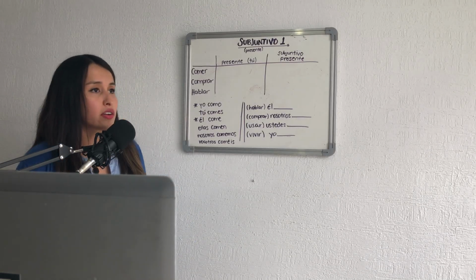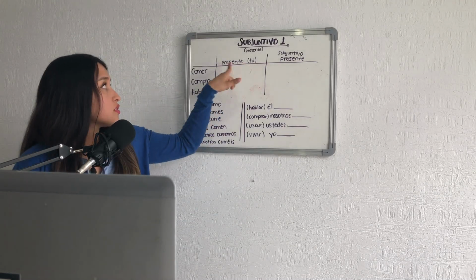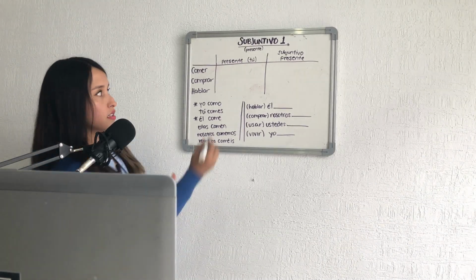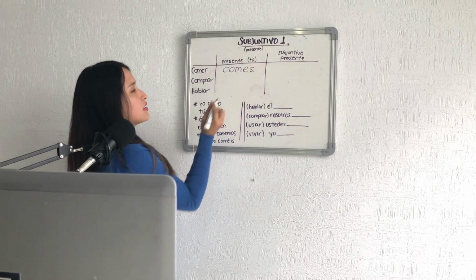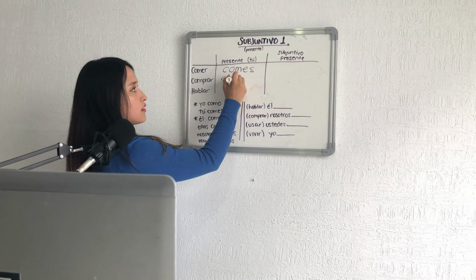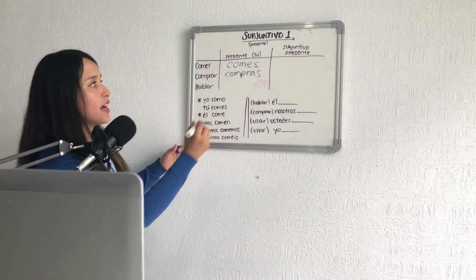These are pretty easy. And the first thing you want to do when you're trying to conjugate in subjuntivo is to think of the conjugation of the person tú, the second person. So comer in the present tense for tú is comes, right? Comes. For comprar is compras. Compras. And for hablar, hablas.